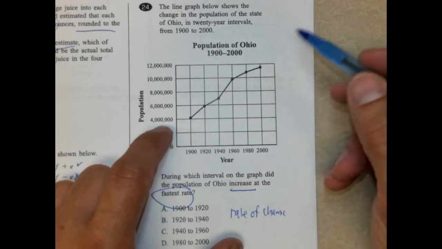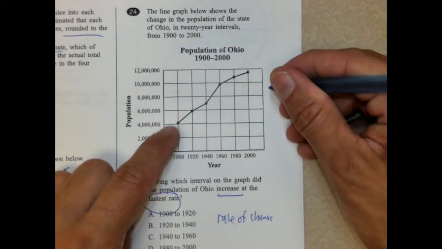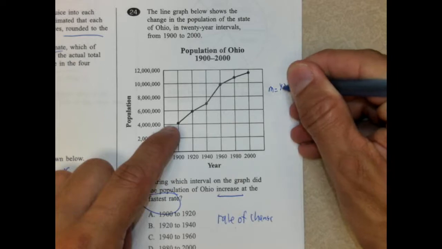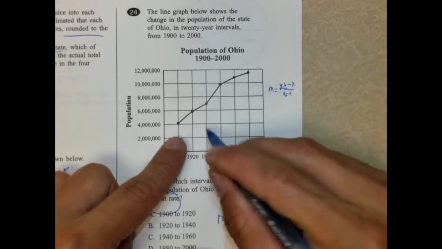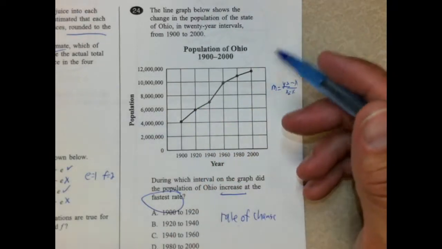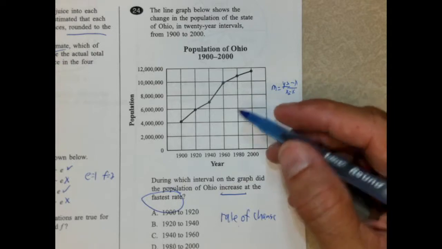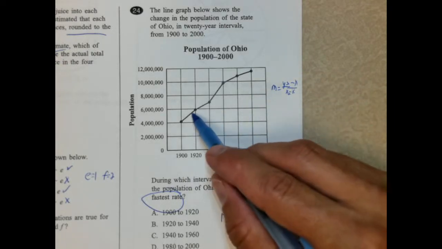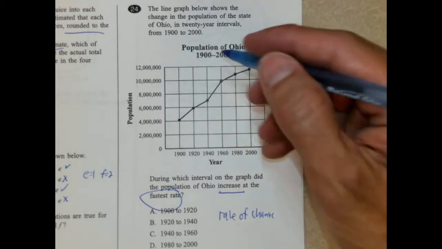Now what you could do is try to estimate these points and use the slope formula, m equals y2 minus y1 over x2 minus x1, and estimate the rate of change and find out which one's higher. You don't need to do that, though. There's a much quicker way. You just look at each of these segments and see which of them is the steepest, because the steeper the slope, the higher the rate of change.